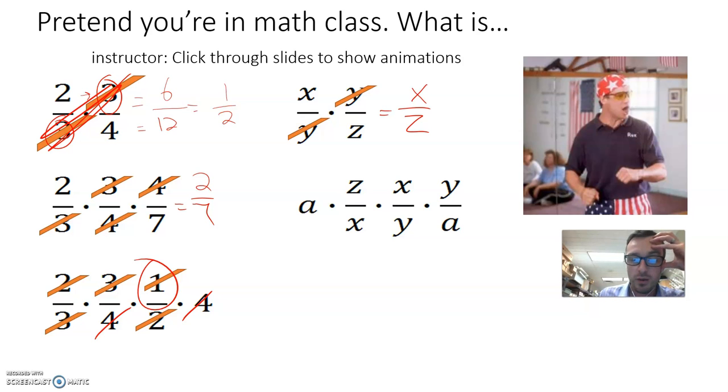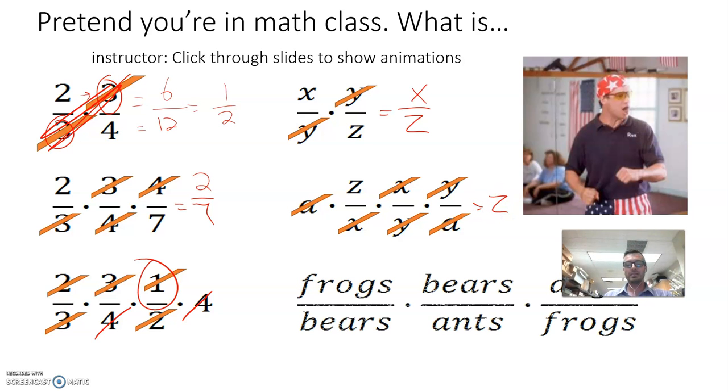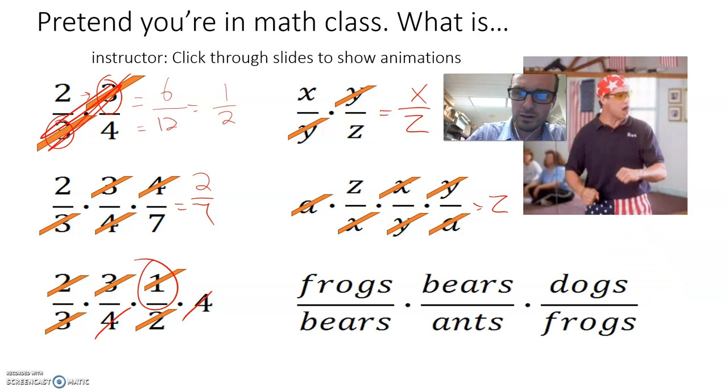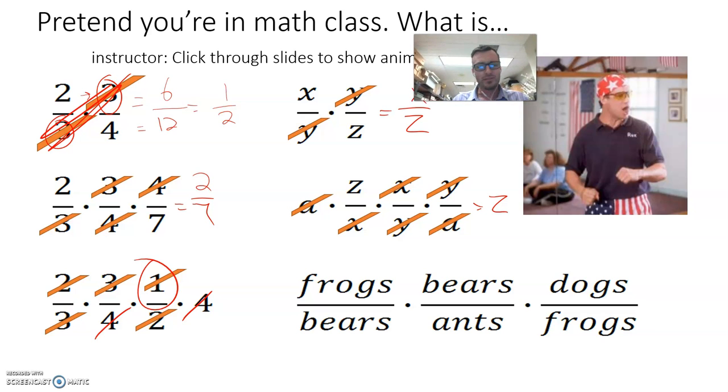Whoa, how about this one? Well, I see an x on the top and an x on the bottom. Annihilate him. I see a y on the top and a y on the bottom. Annihilate him. I see an a on the top and an a on the bottom. Annihilate him. And the answer here is z. Wow, that was easy. What about this craziness? Sorry for all you PETA folks out there, but I have to just keep going with this one, because if you have a frog on the top and the frog on the bottom, annihilate him.